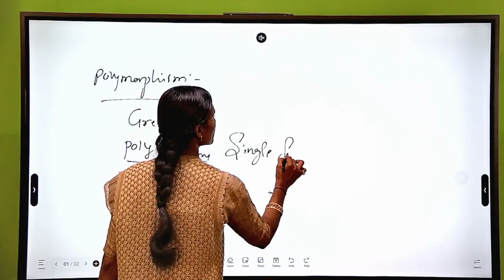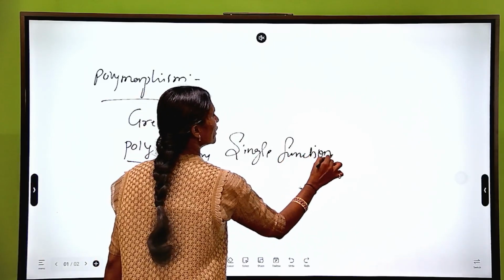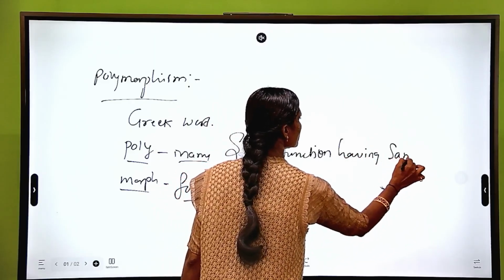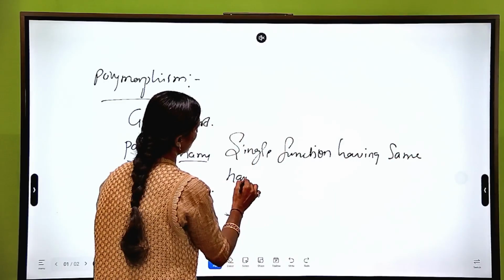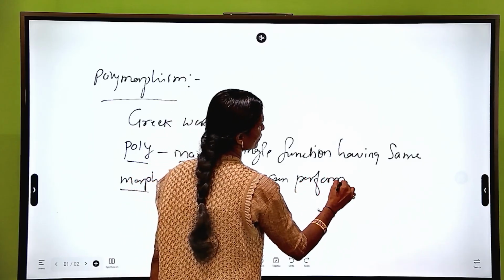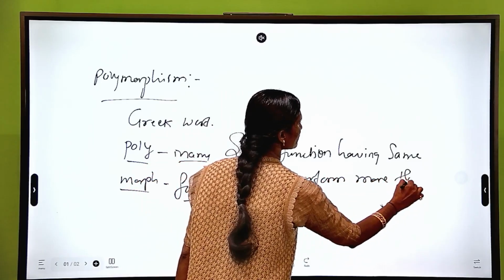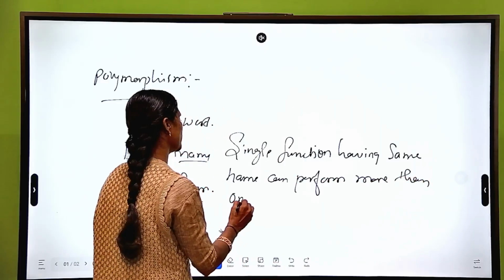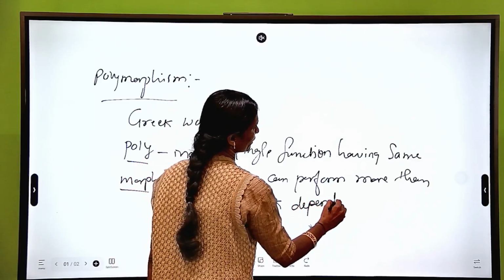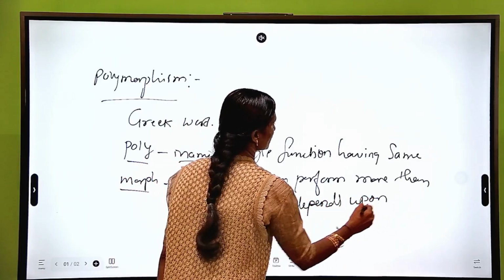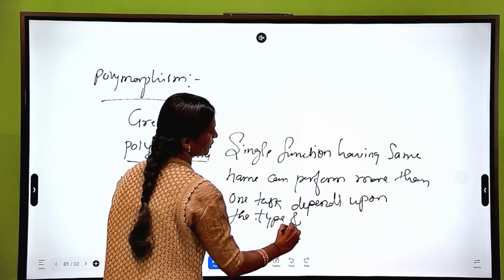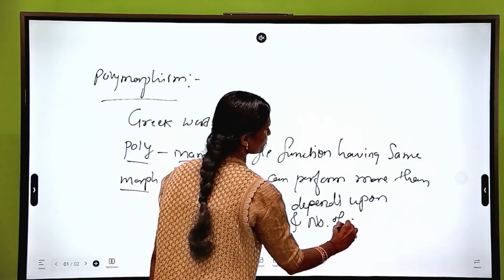A single function having the same name can perform more than one task. Which task depends on, it's very important, the type and number of arguments passed to it.